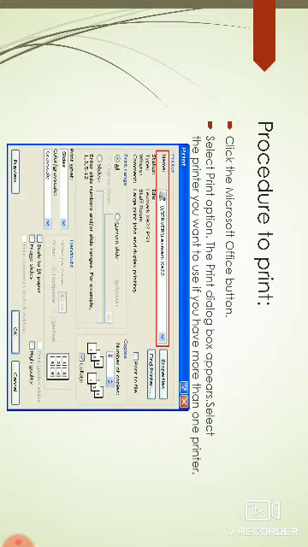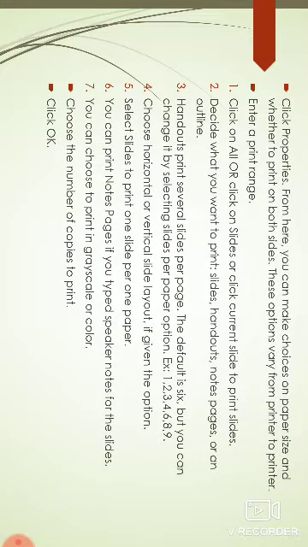Finally, we have two buttons here. At the bottom right corner is the OK button, and the second one is the cancel button. If you want to print the slides, click on OK, otherwise click on cancel. So after choosing the number of copies to print, finally click on the OK button. Now the print dialog box will disappear from the screen, and you will get the slides on a paper.